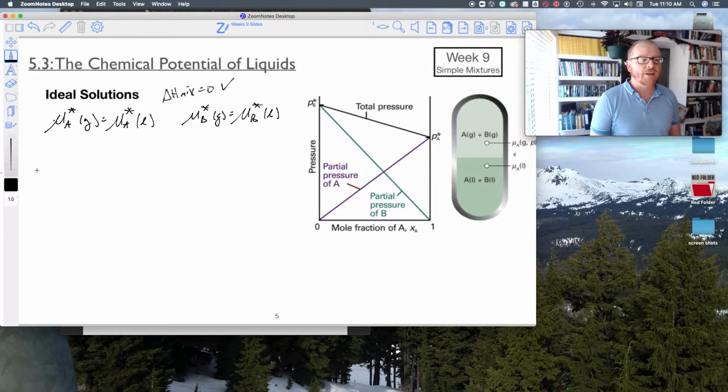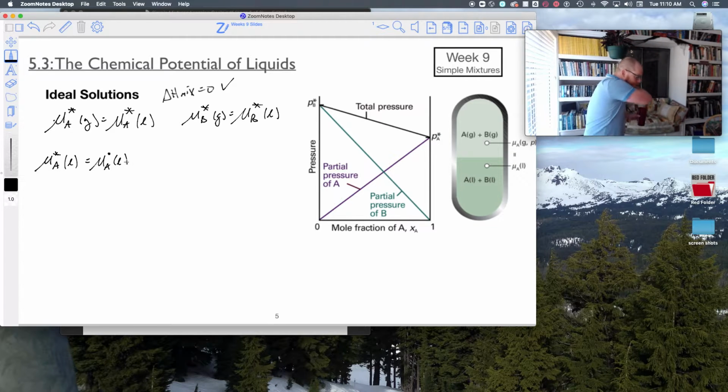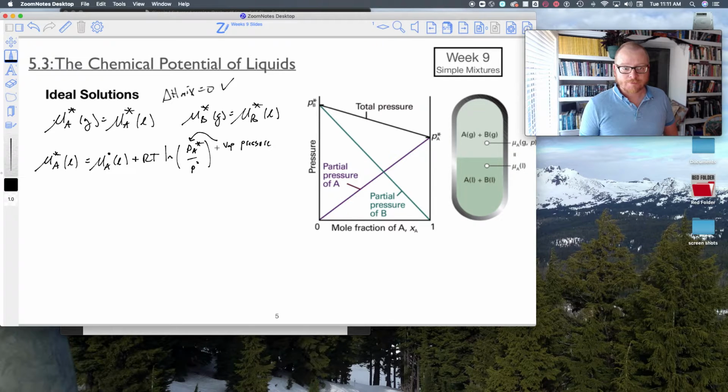Now if I expand on this and write the equation for the chemical potential of the pure liquid, I'm going to get this standard reference value, the initial value on the integrand, plus RT natural log of PA star divided by P0, where PA star is the vapor pressure of pure A, and P0 is just standard pressure, which is 1 bar.